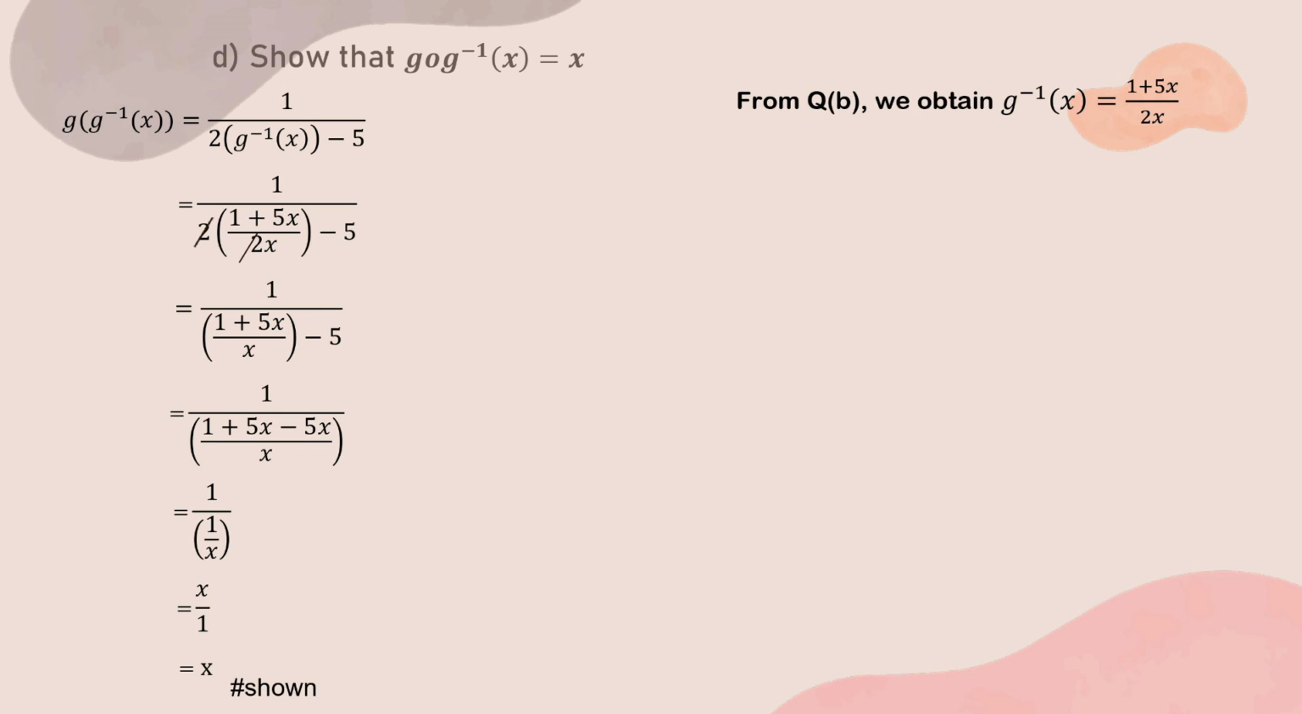We simplify it, we get 1 over ((1 plus 5x) over x, minus 5). We simplify the denominator, we get 1 over ((1 plus 5x minus 5x) over x). Then we solve the equation, we get 1 over (1 over x). Then we get x over 1, which is x, and shown.